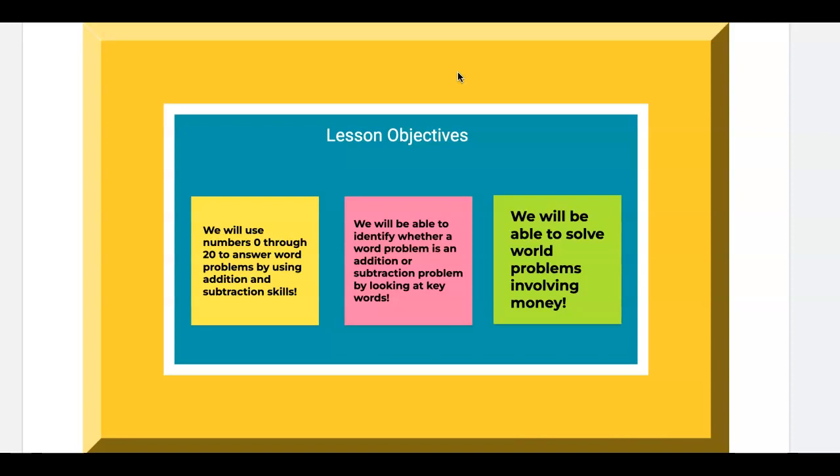We will be able to identify whether a problem is an addition or subtraction problem by looking at keywords, and we will be able to solve word problems involving money. I made sure to add "we will" rather than "students will" because I want this to be something they're going to look at, and as a class, we'll see the objectives and we'll say them together.